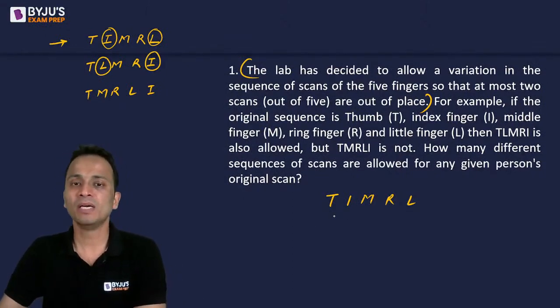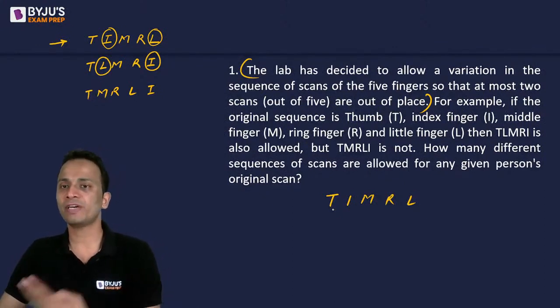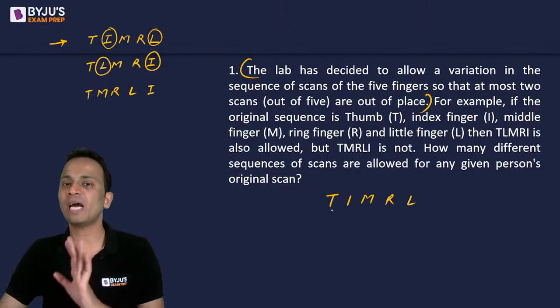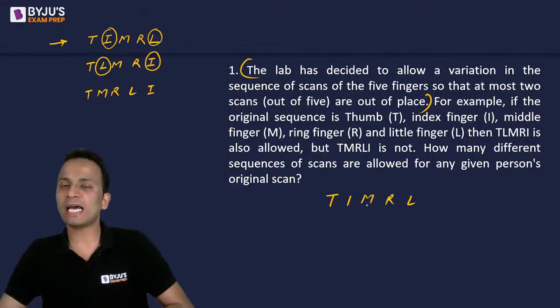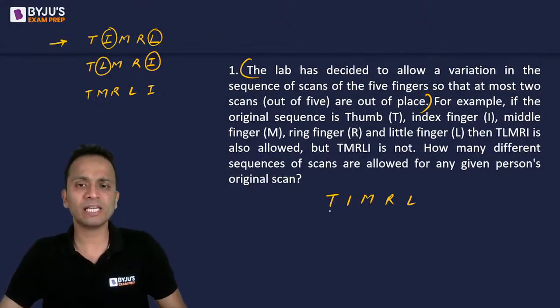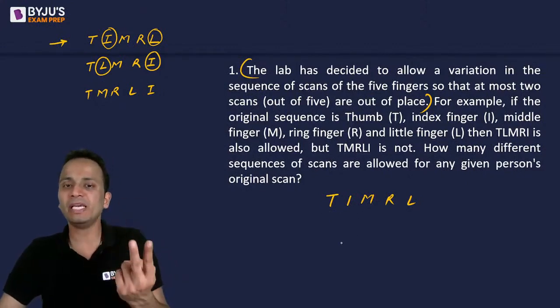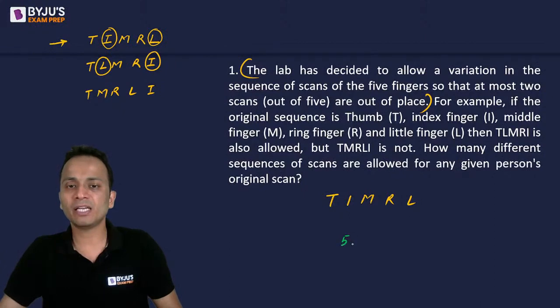Sonali says 10. Now, I can say that they have given the relaxation of at most two scans to be out of place. So which two scans will be out of place? We'll have to do the selection, right? So out of five, which two selections will be interchanged? Can be done in 5C2 ways.